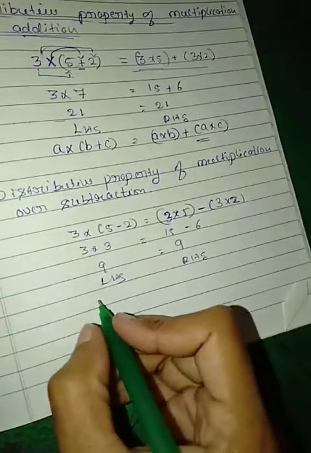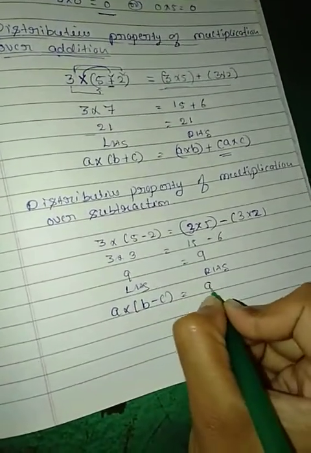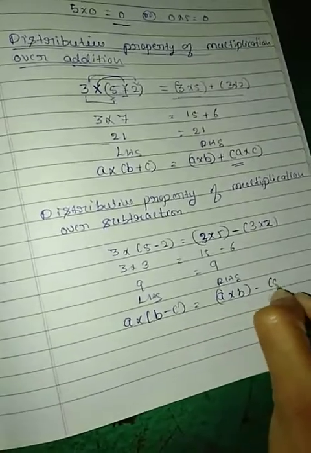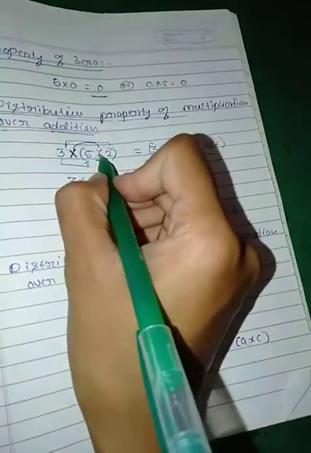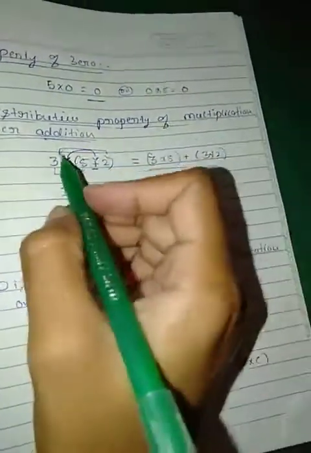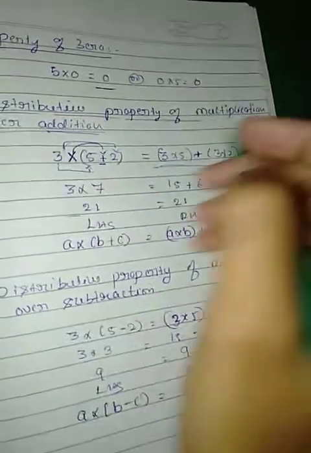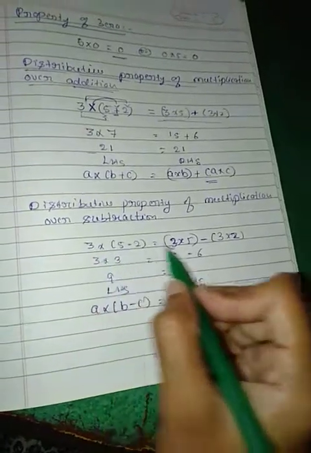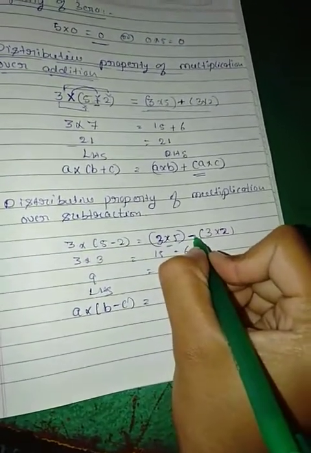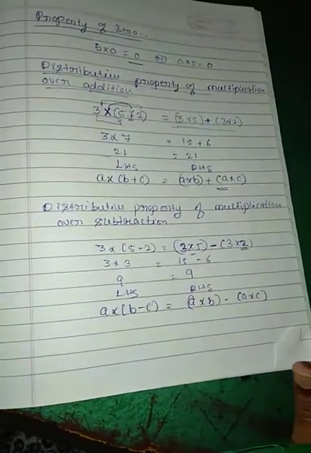In general, we can write it as A into B minus C is equal to A into B minus A into C. See that, it's very simple. If you get confused, first write the multiplication, then write the addition. Here first multiply 3 into 5 and write the positive sign, that is plus, and now multiply 3 with 2. Similarly here, first multiply 3 into 5, now write the negative, that is minus sign, and now multiply 3 into 2. Okay, this is the distributive property.